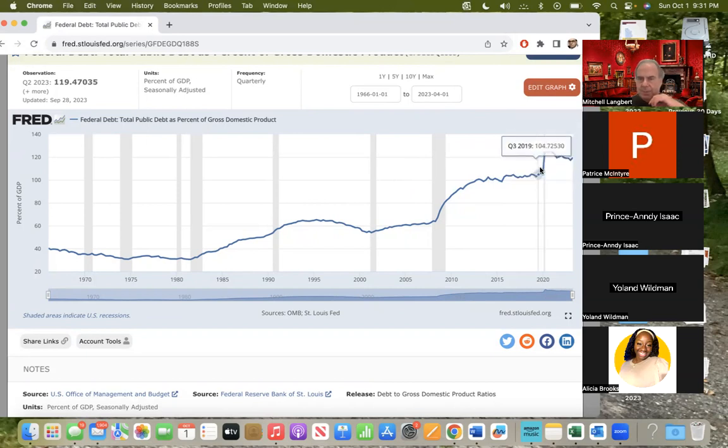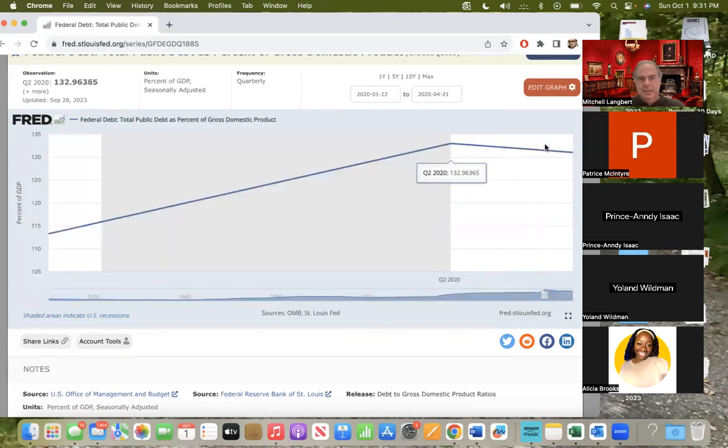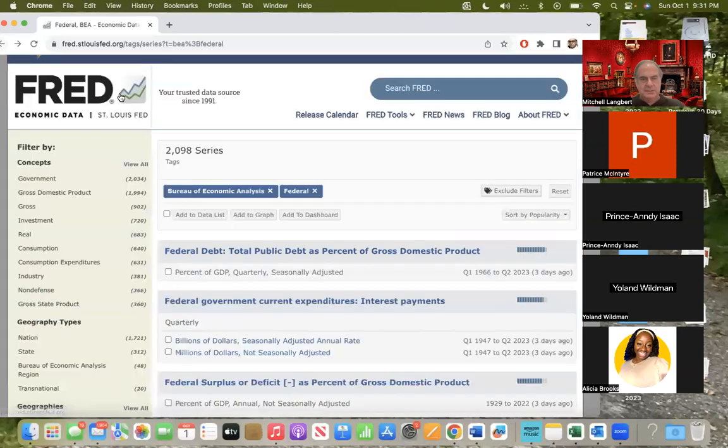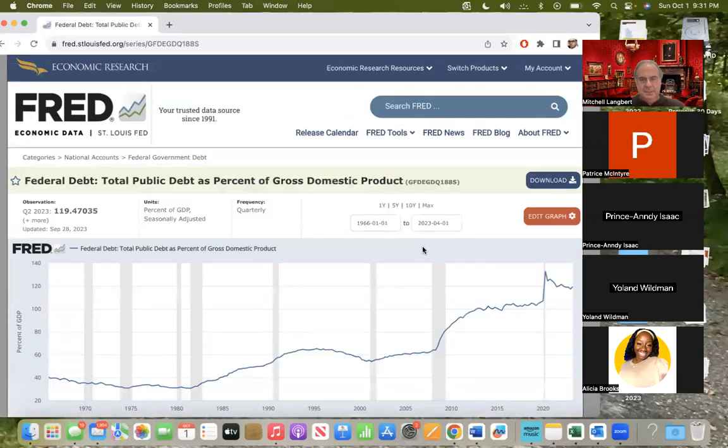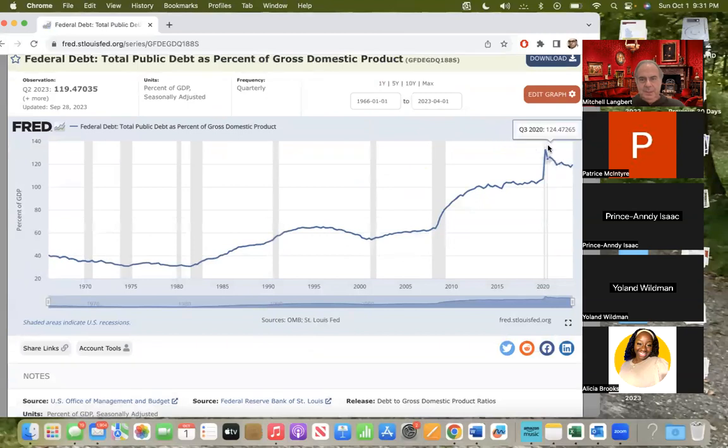Well, was that Trump or was that Biden? I'm not sure, but it shot up in response to COVID. So that was Trump with the stimulus and everything. Yeah, he spent a lot. They say Republicans are fiscally conservative, but it didn't work out that time. So now it's going down, but it's still really high.